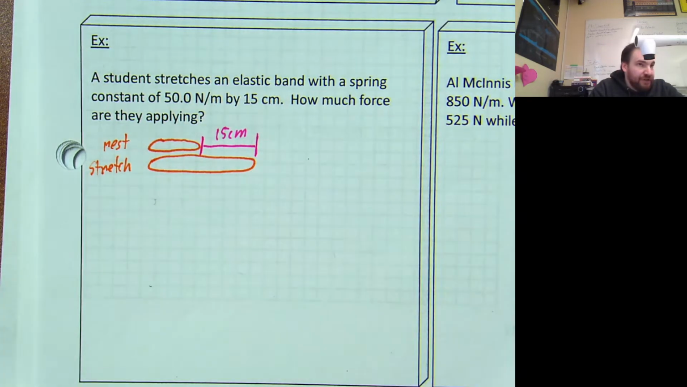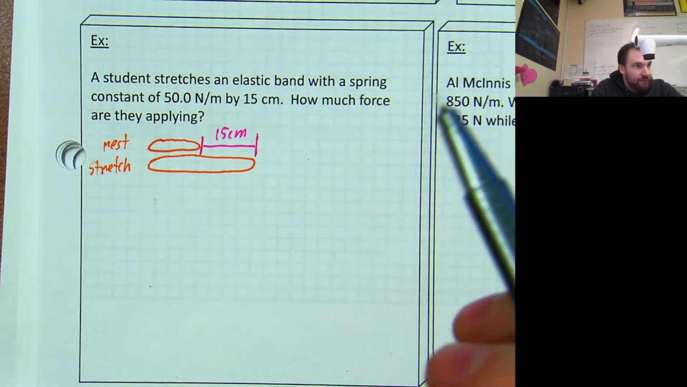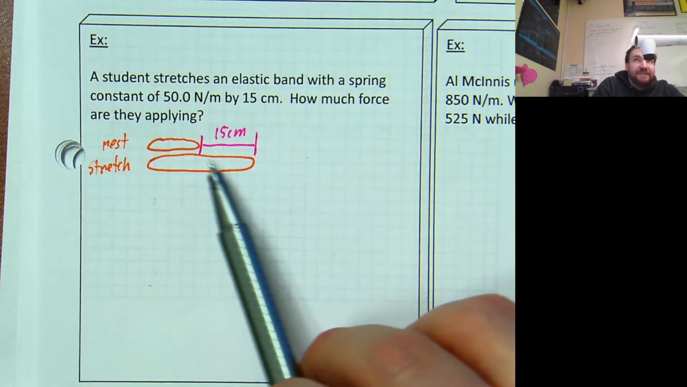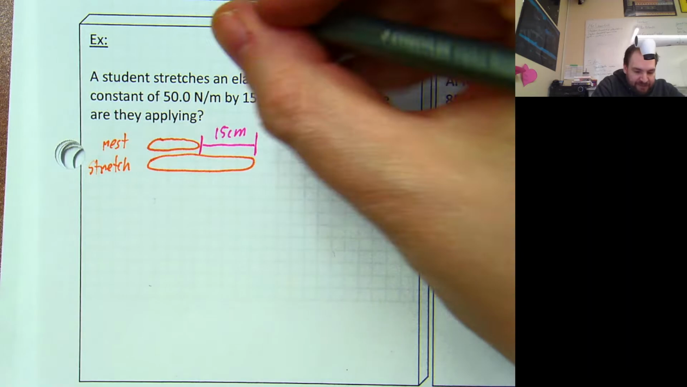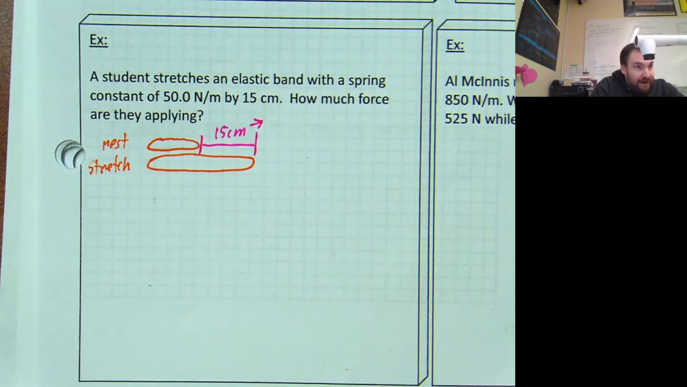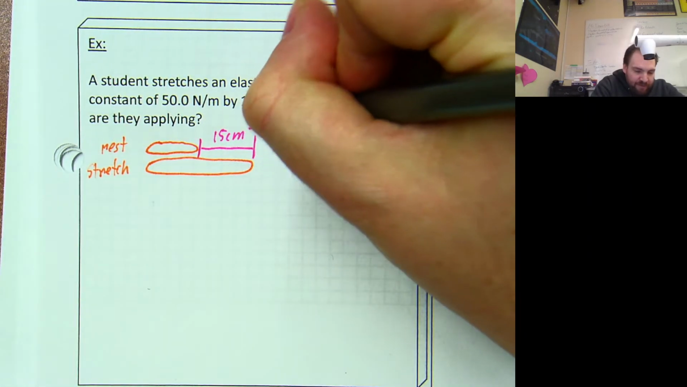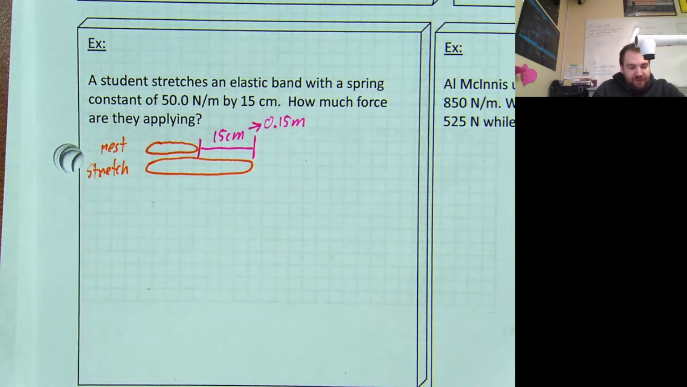The only part of the stretch that we care about is how much longer it was than when it started. So this is the 15 centimeters here, and we want that in meters. So we divide it by 100, and we get 0.15 meters. So now the question is, how much force are they applying?